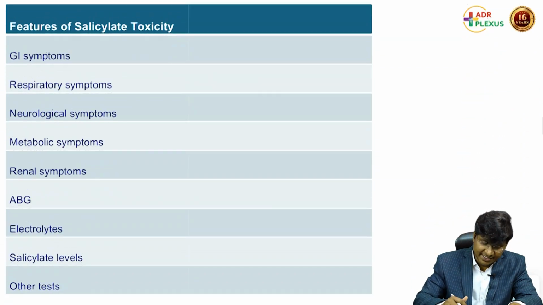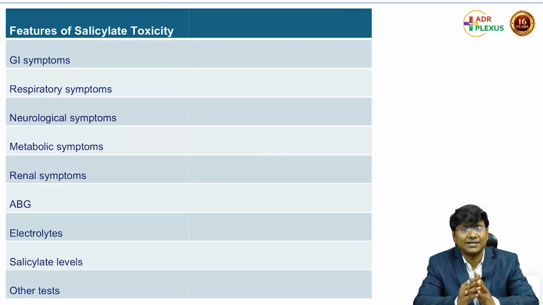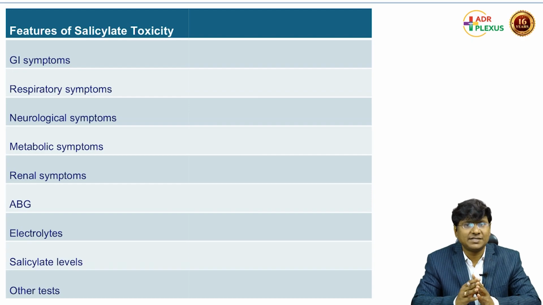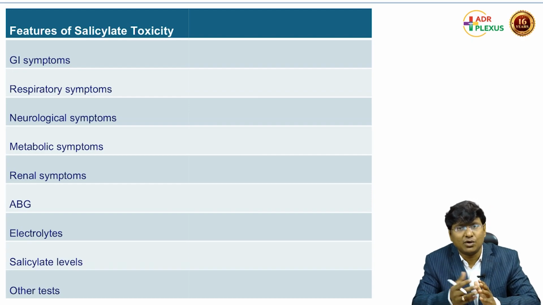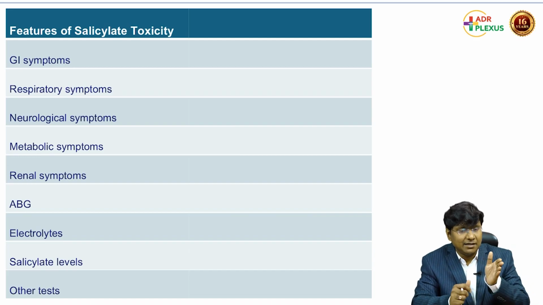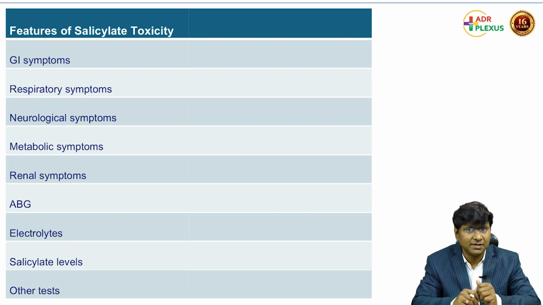Now let me discuss in detail the salicylate toxicity. Salicylate toxicity is often due to overdose of acetyl salicylic acid, that is aspirin. These patients can have a wide range of symptoms and laboratory findings. There can be acute manifestations, and some chronic manifestations are also observed.